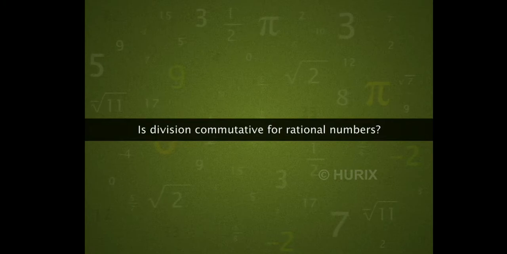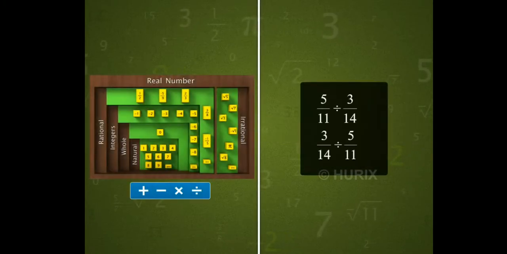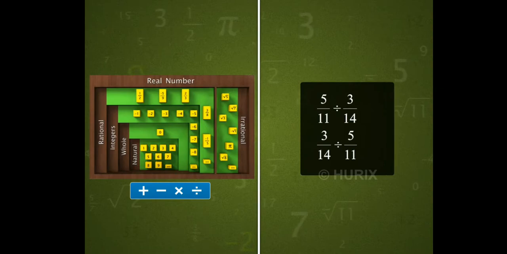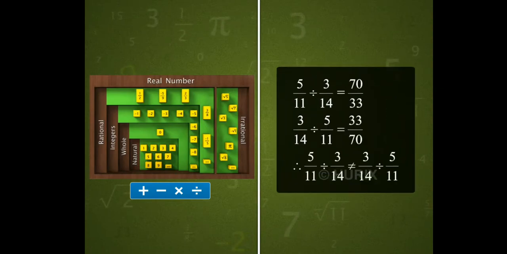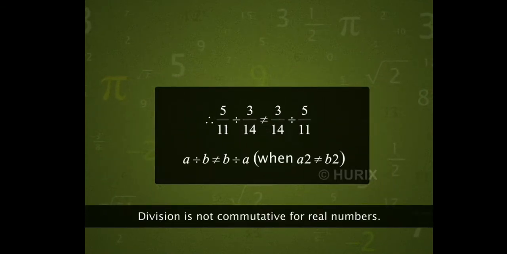Finally, let's see if division is commutative for real numbers. Consider two real numbers. We divide these numbers in different orders. Observe that the results obtained in both the cases are different. The operation of division is not commutative for real numbers.